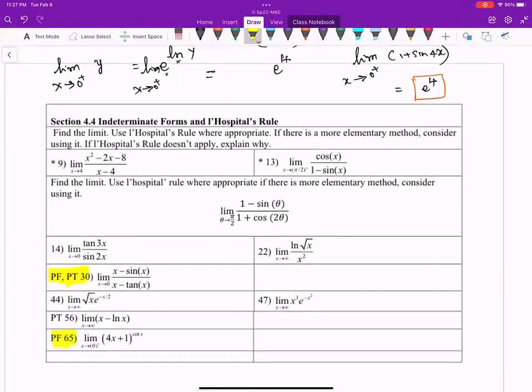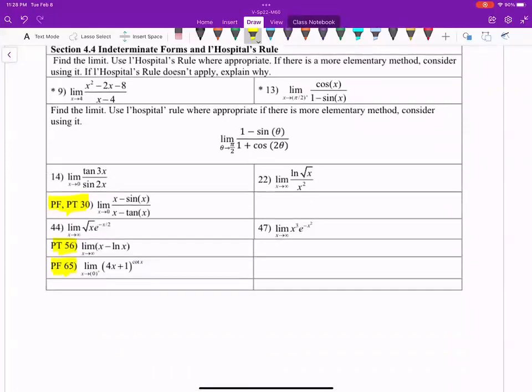Also, this problem is done. This problem was shown already. So all these problems are done in the section videos. Please check them out. So maybe we can do one problem of this kind, either 9 or 13, in this video. Let's try 9. Find the limit. Use L'Hopital rule where appropriate. If there is a more elementary method, consider using it. If L'Hopital rule does not apply, explain why. We'll do problem number 9.